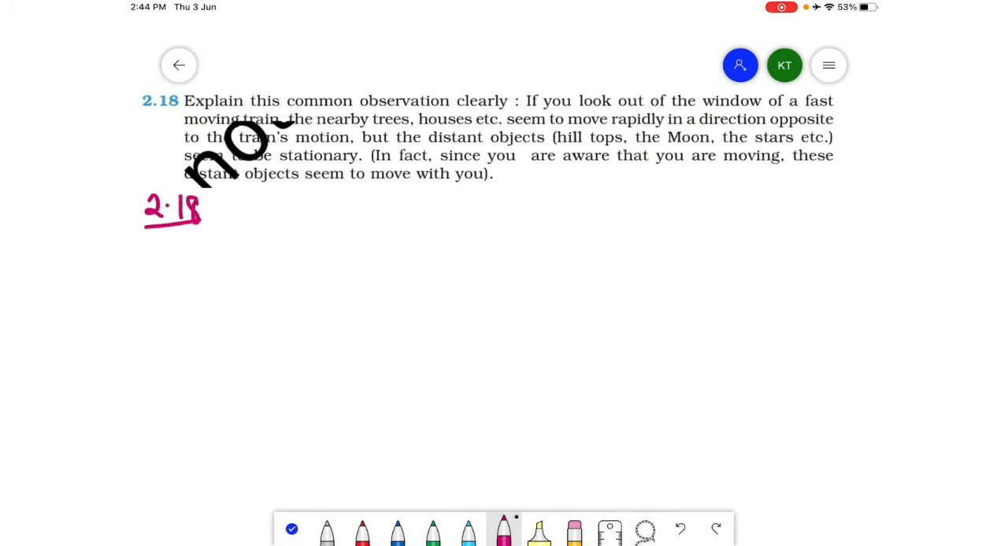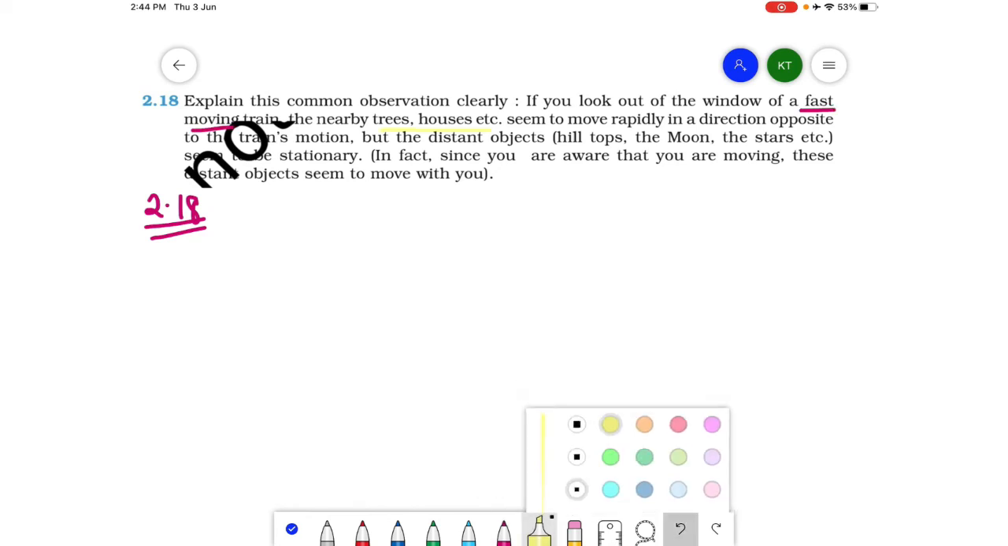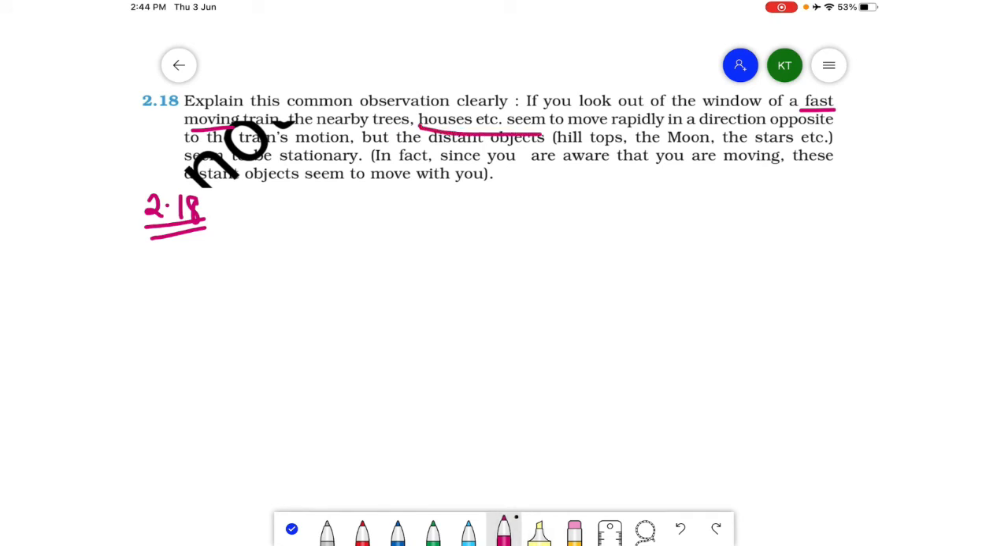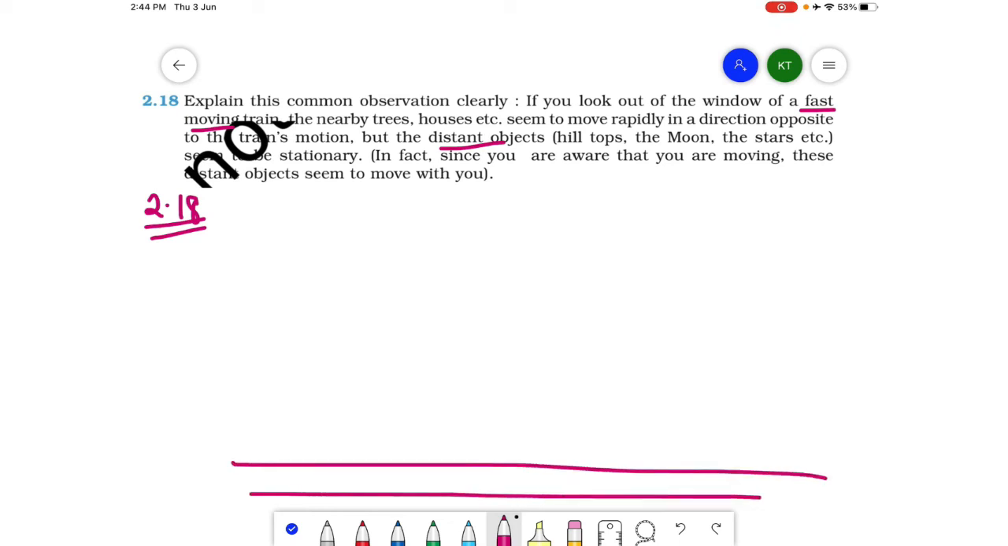Let's solve question 2.18. The question here is, explain this common observation clearly. If you look out of the window of a fast moving train, the nearby trees, houses, etc. seem to move rapidly in a direction opposite to the train motion, but the distant objects seem to be stationary. In fact, since you are aware that you're moving, these distant objects seem to move with you. So, consider a railroad with a fast moving train. The train is at position A. After some time, it will be at position B.